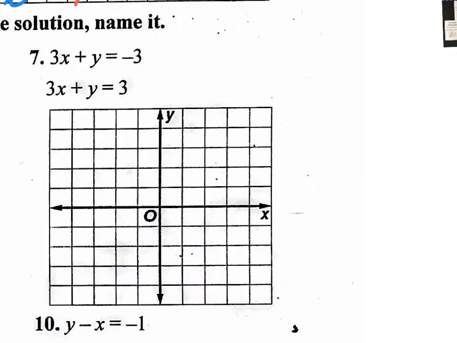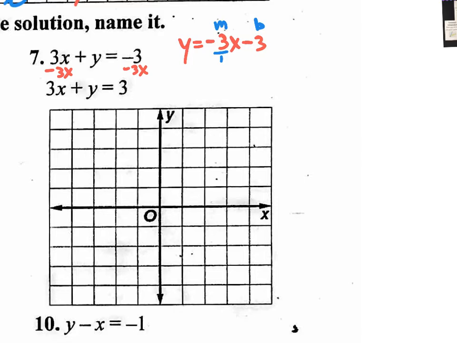Number 7. So the top equation, let's get it ready to graph. I'm going to use red ink. I'm going to subtract 3x. So my new slope-intercept form equation is y equals negative 3x minus 3. And you could clearly see that your m value is negative 3 over 1 and your b value is negative 3.